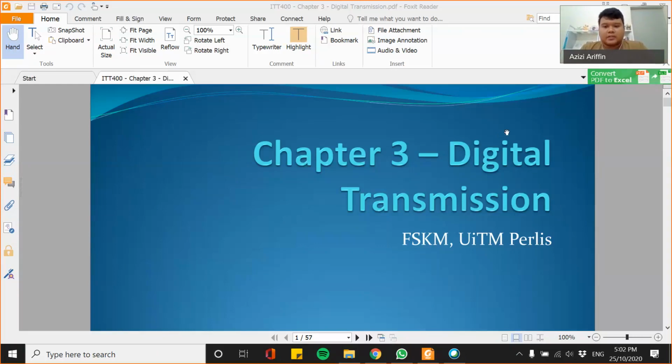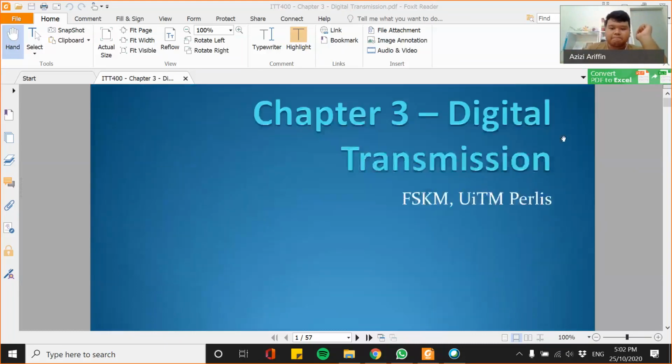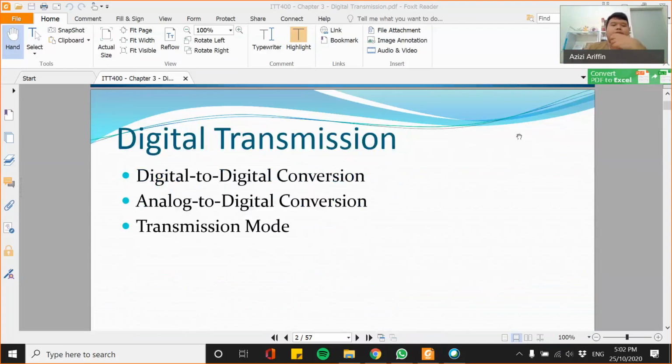So in this chapter, we will learn how we are going to use digital transmission to transmit analog or digital data. So data, we transmit it to the receiver using a digital transmission. Right. So this chapter covers digital to digital conversion, right? From digital data, if we want to use digital transmission, we just use digital to digital conversion.